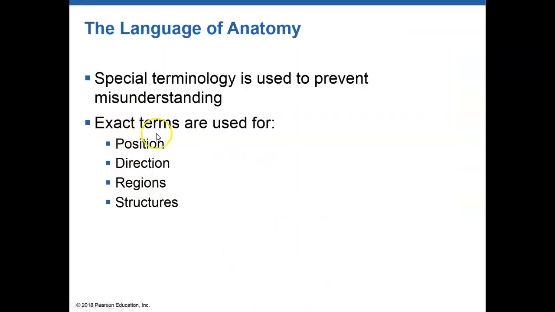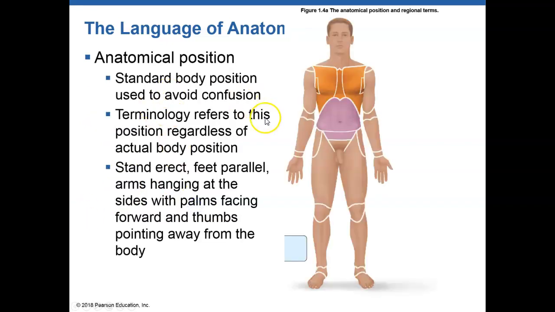And so we have terminology for position, body position, direction, so where something is associated with different body parts. We have regions, and then we have anatomical structures that we'll talk about. So anytime you are dealing with anatomical terminology, you want to assume whoever or whatever you're talking about is in the anatomical position.